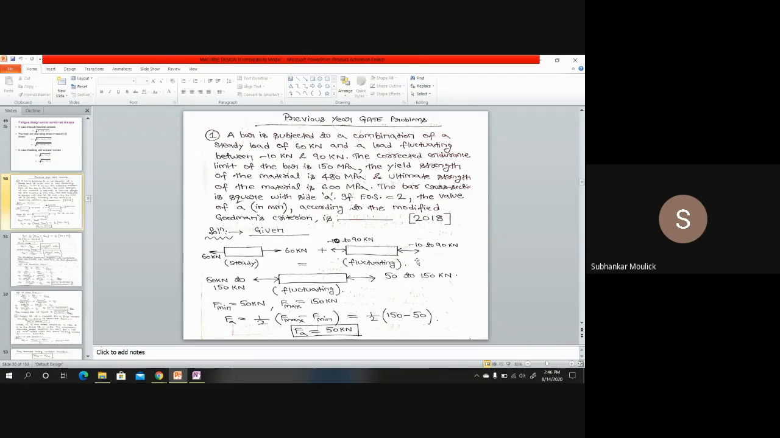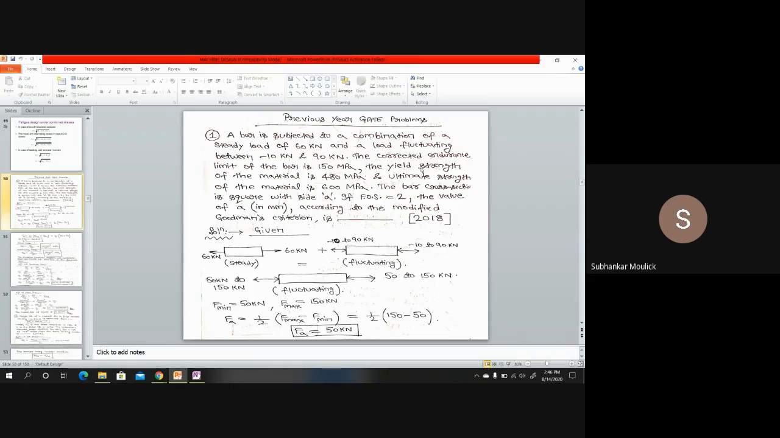That means in this problem two types of load are acting on the same particular component. The first load is static load whose magnitude is 60 kilonewton, and the second type of load is fluctuating load which is fluctuating from -10 to 90 kilonewton.